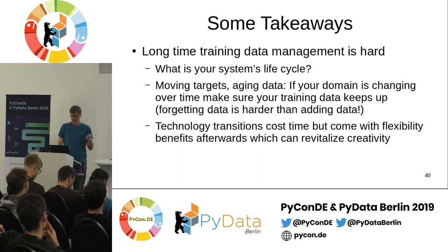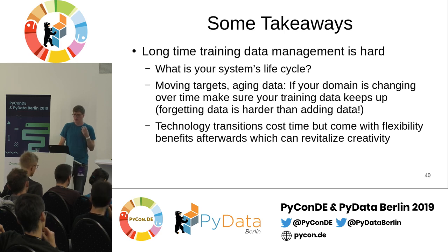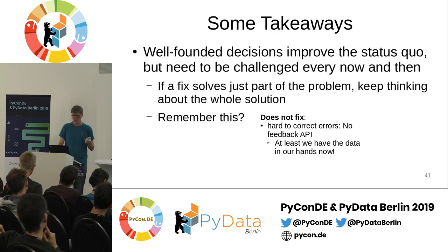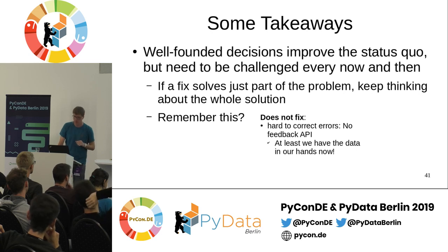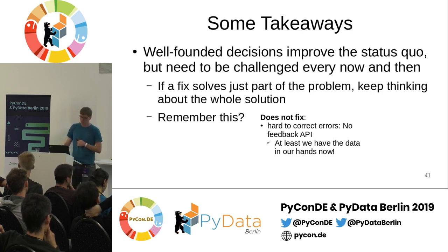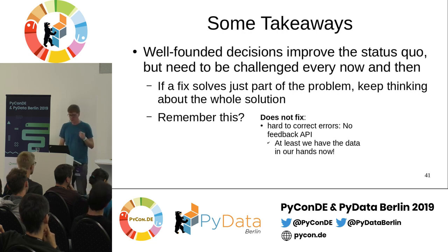And also invest in technology transitions. They cost time, but they come with flexibility, because just after we changed a lot and removed technical debt, we revitalized the creativity of the team. So it really made a difference. And then there were well-founded decisions: improve the status quo, but you need to challenge them from time to time, because some things we still haven't fixed or are on the verge of fixing. The hard-to-correct errors, we still don't have an API, but the annotation task kind of represents it.